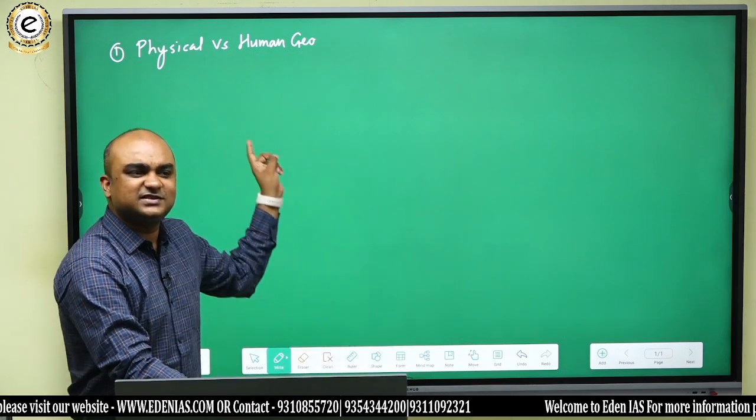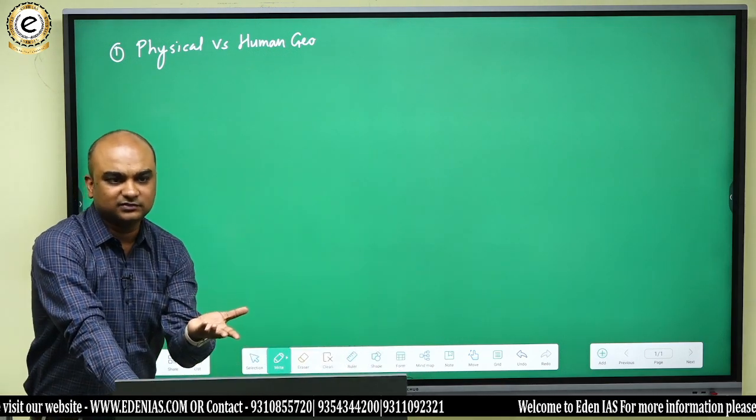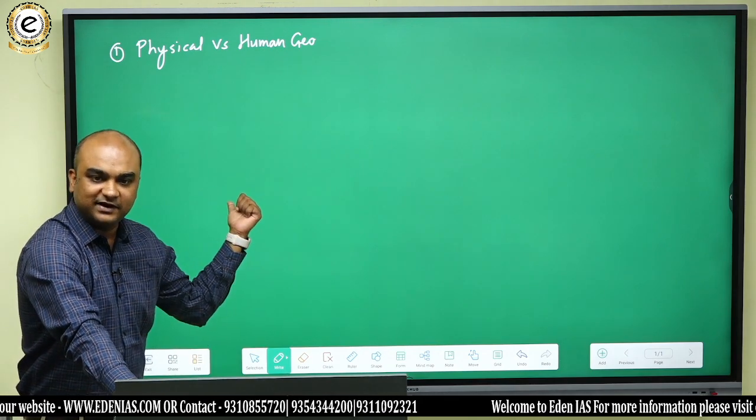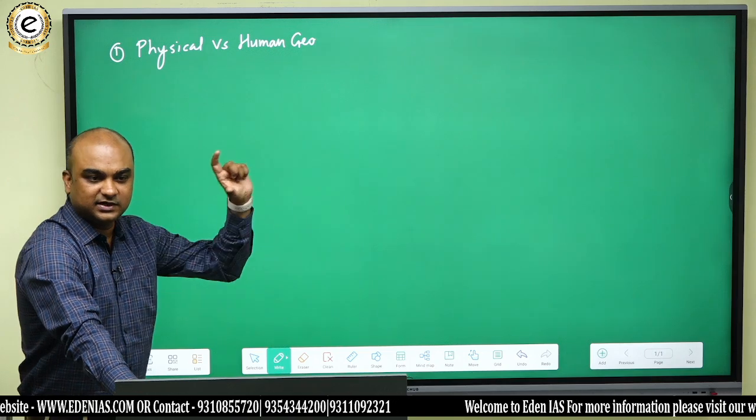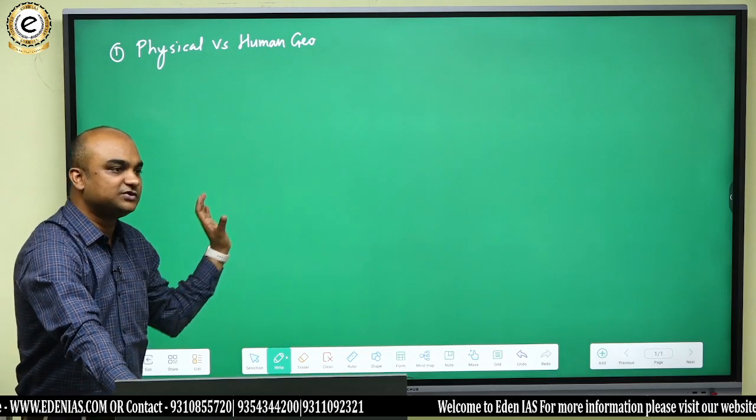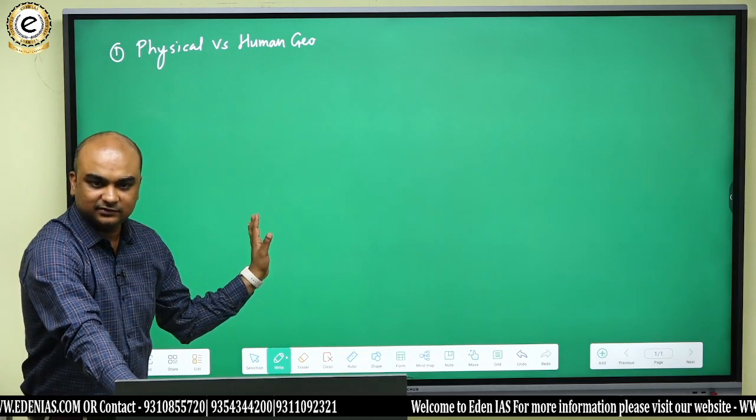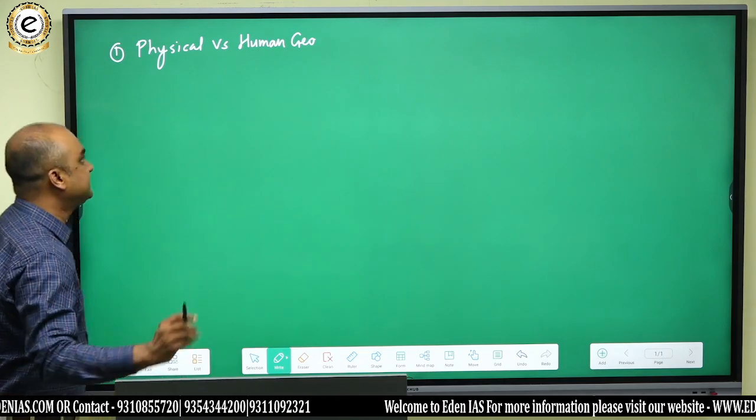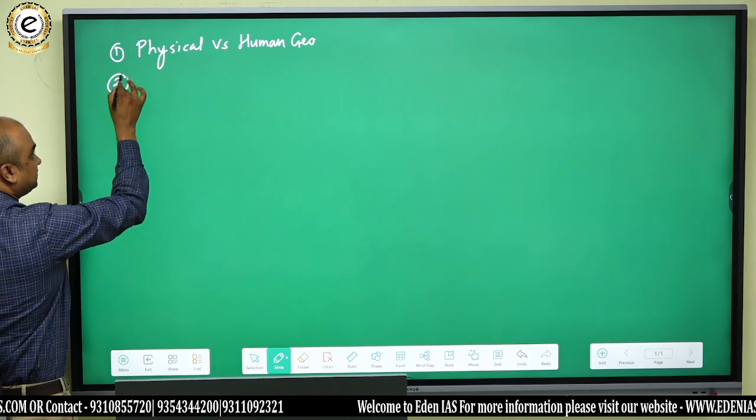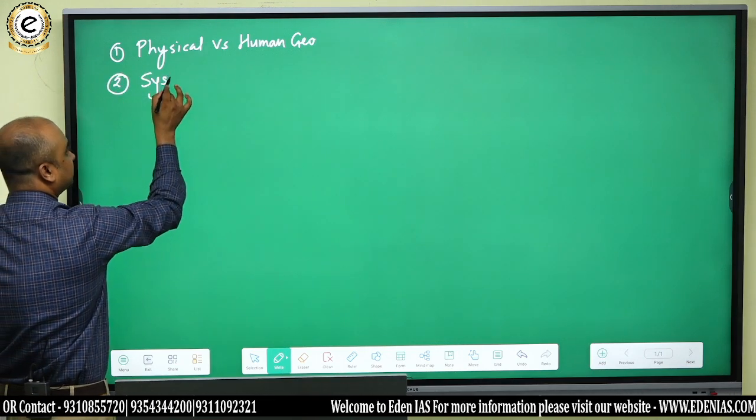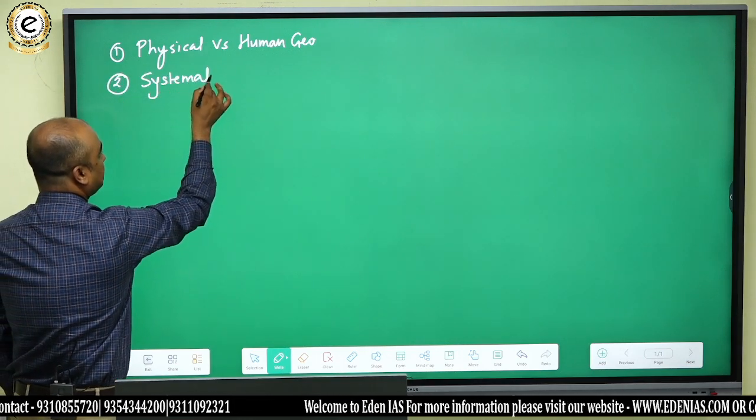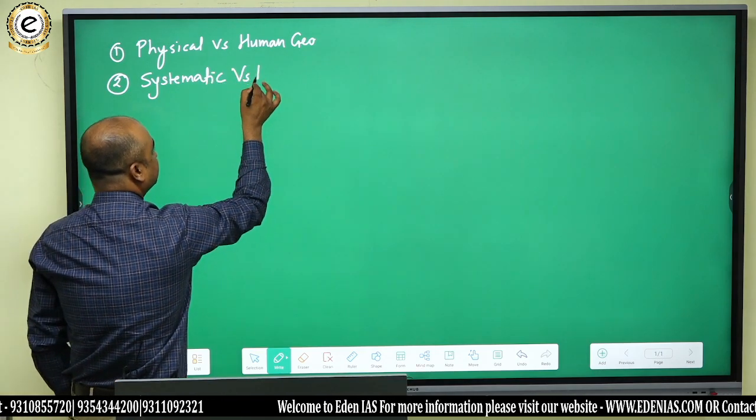So this dichotomy, anyhow you know it. Your syllabus has also been divided on the basis of this dichotomy. There is physical geography of world and India and human geography of world and India. That's how the syllabus is divided. The second dichotomy is systematic versus regional.